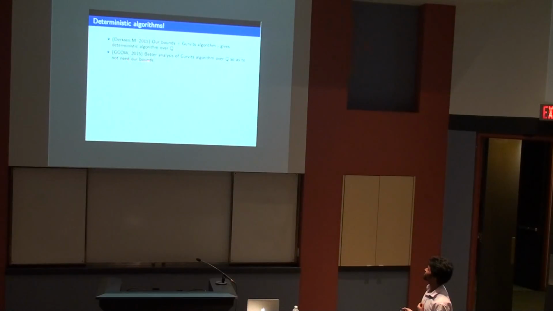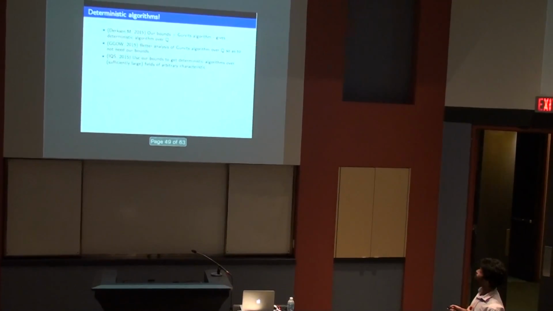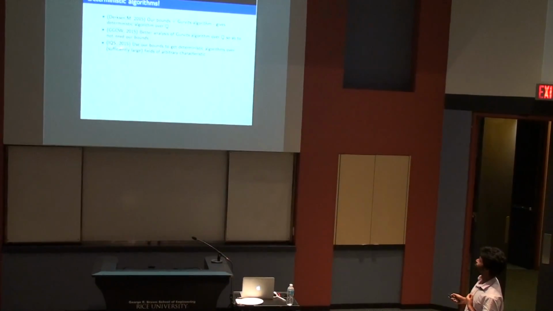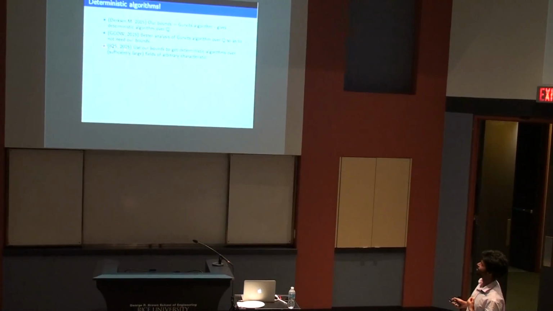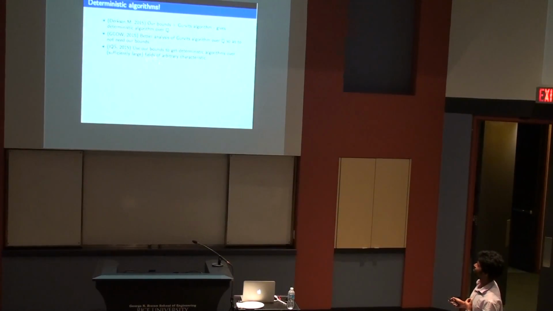But these guys did a better analysis of Gurwitz's algorithm, and they said, actually, you don't need this doubly stochastic process. If you're within epsilon of doubly stochastic, then you can actually conclude it, and so on. And so they came up with this result at roughly the same time. But then a little later, after our bounds, if you remember these people who came up with the n plus 1 factorial bound, they used our bounds to get a deterministic algorithm over sufficiently large fields. Okay, and the sufficiently large is for the same reason.